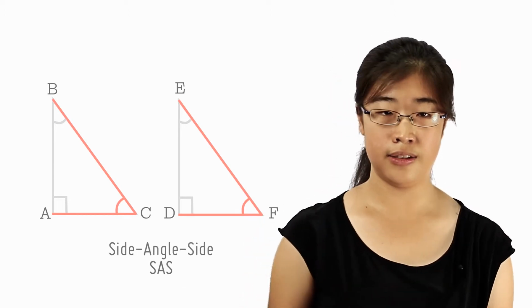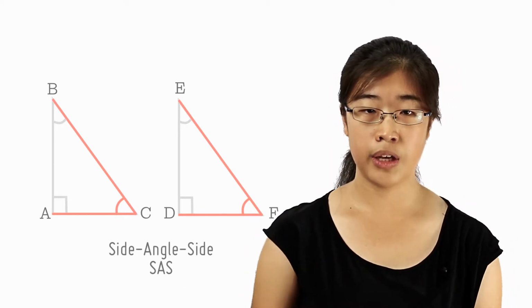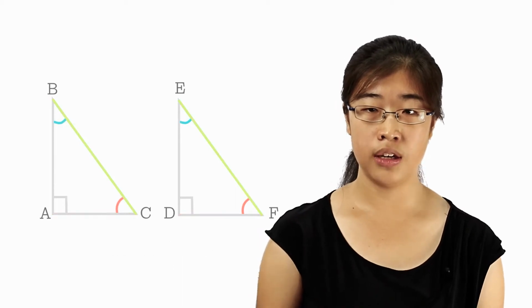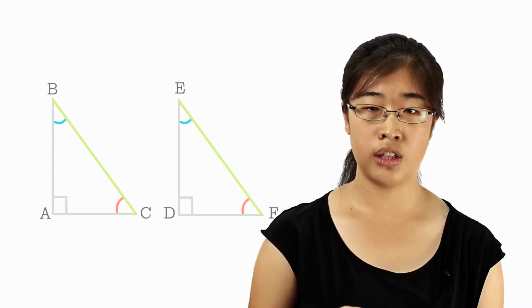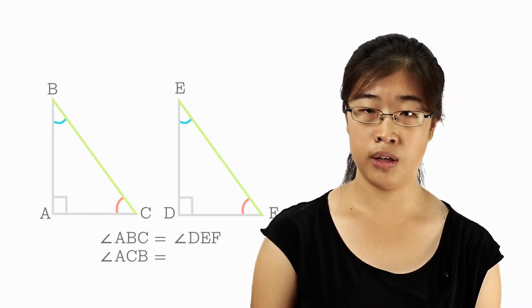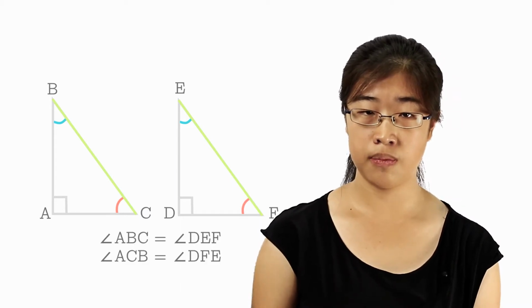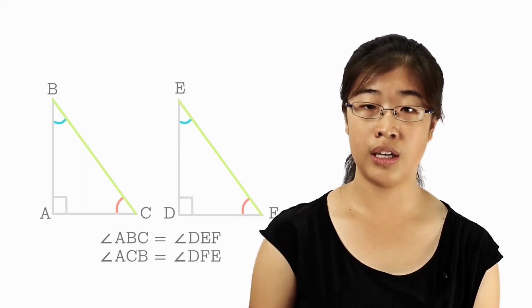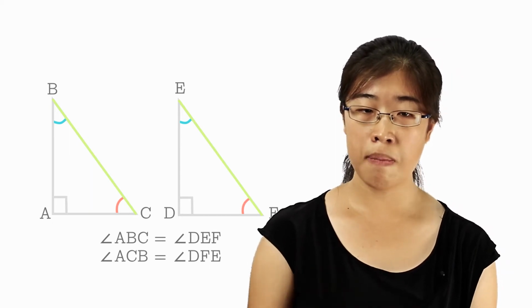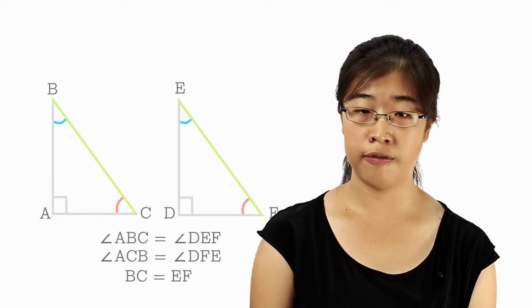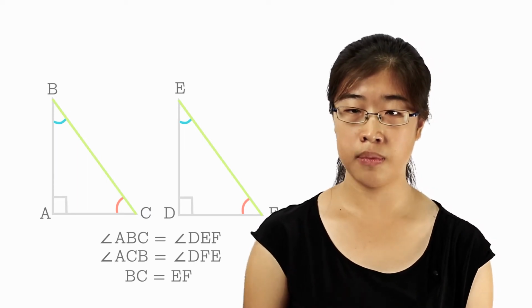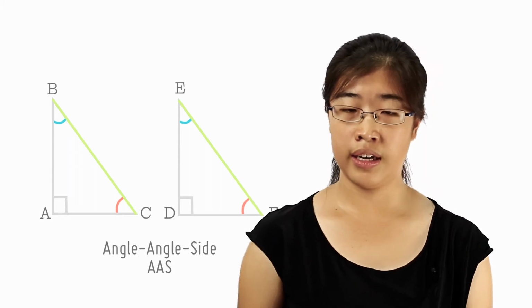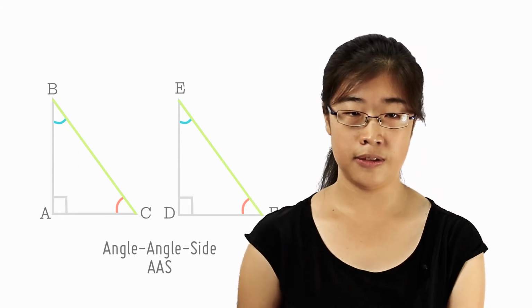or SAS. Lastly, we can compare two angles and one side to determine if two triangles are congruent. The two angles in the triangles, if they are equal, we know that they have the same shape. However, congruent triangles are the same size too, so one pair of corresponding sides have to be equal. Since we are comparing two angles and one side, this is called angle angle side, or AAS.